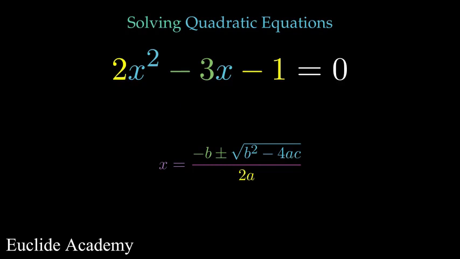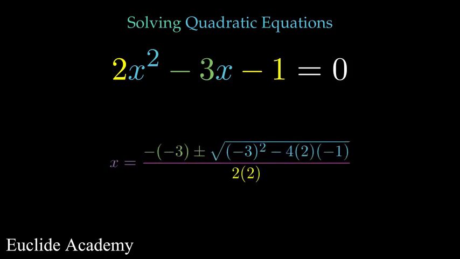So our equation is going to be something like this. It's going to change. Now the change will be that each and every letter will take on the particular number it corresponds to. So we had 2 corresponding to a, b corresponding to negative 3, and c corresponding to negative 1. So our new equation is going to become something like this. So negative 3 has taken the place of b, 2 has taken the place of a, and negative 1 has taken the place of c in our equation.